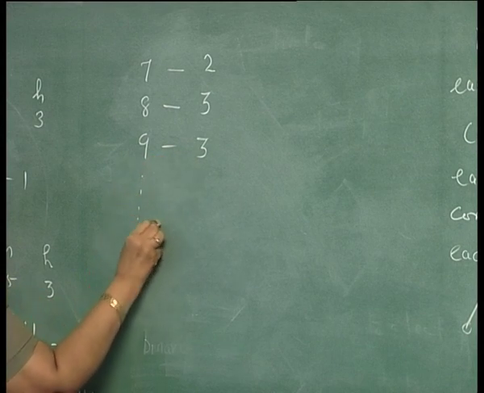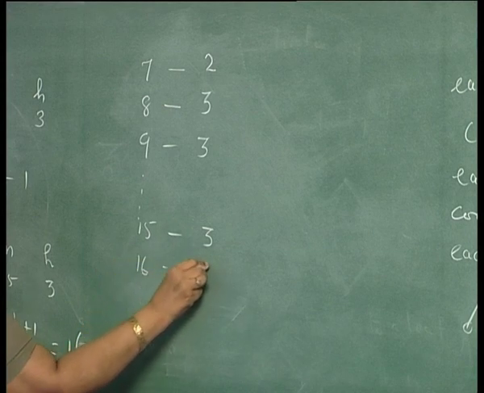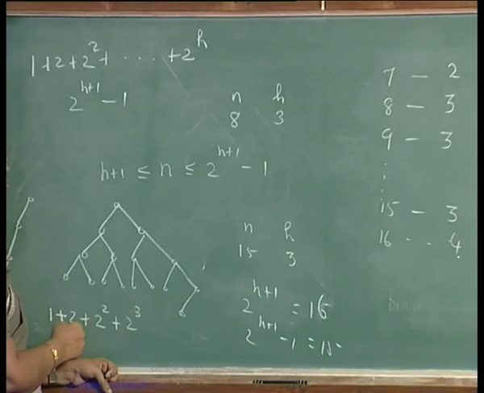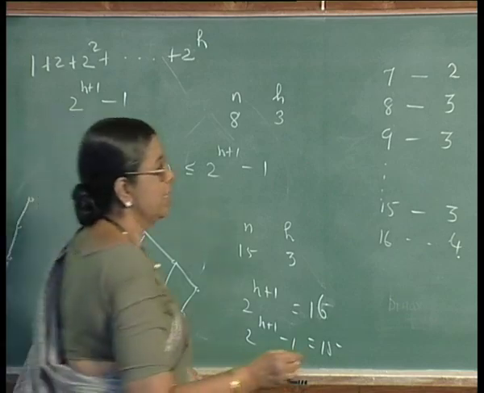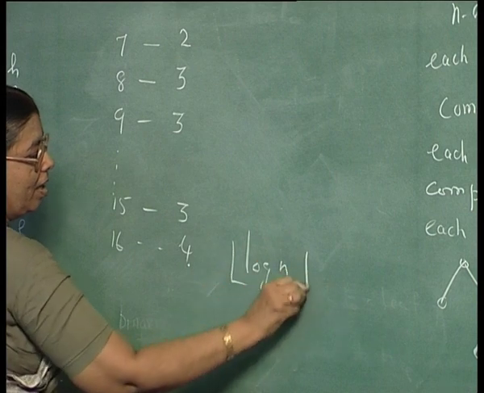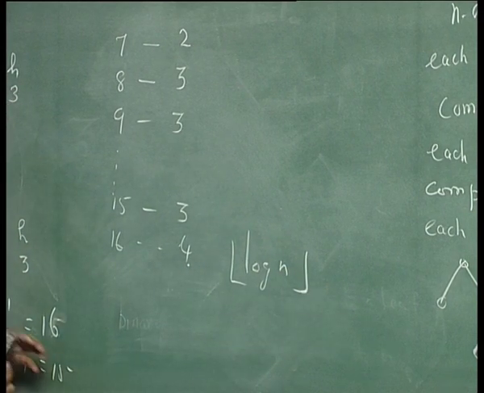For 15 nodes you can have a tree with height 3. For 16 nodes the minimum height required is 4. If you have 16 nodes, at one position the height will become 4. So, we can very easily see that if there are n nodes, the minimum height of the tree will be log n, taking the floor function.